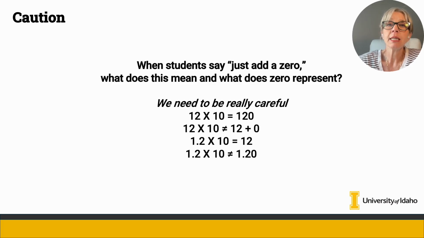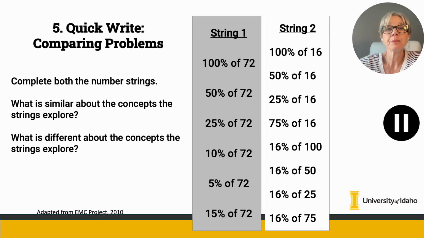This understanding is critical as students move to working with decimals. A common misconception in later years is to see a student compute 1.2 times 10 as 1.20. Adding a 0 always worked with whole numbers before, but this faulty reasoning breaks down when operating with decimals.